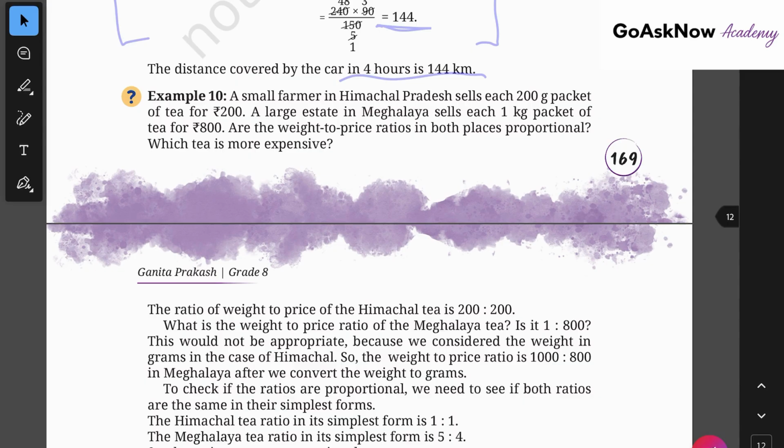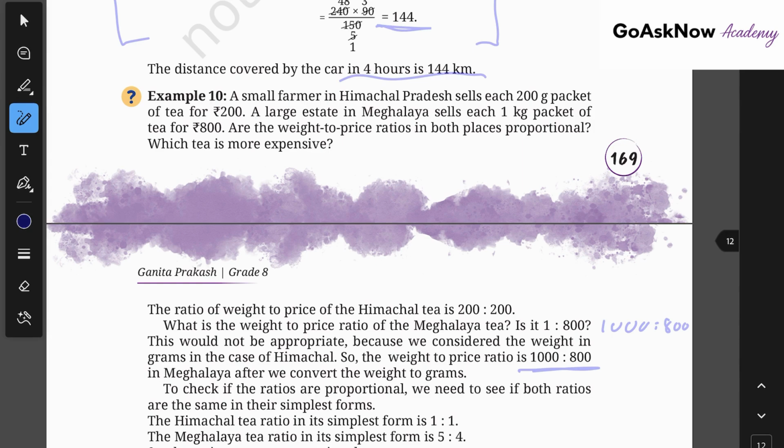200 grams, 200 rupees. But since Meghalaya sells a 1 kilogram packet of tea for 800 rupees, the units must be the same, so both have to be in grams for the weight. So instead of 1 to 800, it is 1000 to 800. This should not be obvious, because we consider the weight in grams in the case of Himachal, so the weight to price ratio is 1000 to 800 right here.